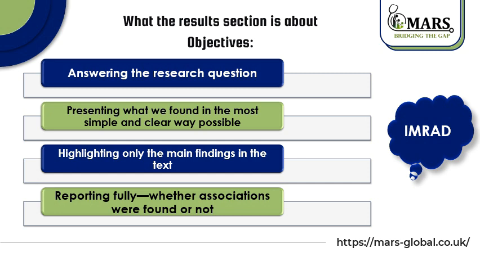The results section is about answering the research question. It's about presenting what we found in the most simple and clear way possible, even to a non-scientific audience. It's about highlighting only the main findings in the text and reporting fully our study results, whether associations were found or not.